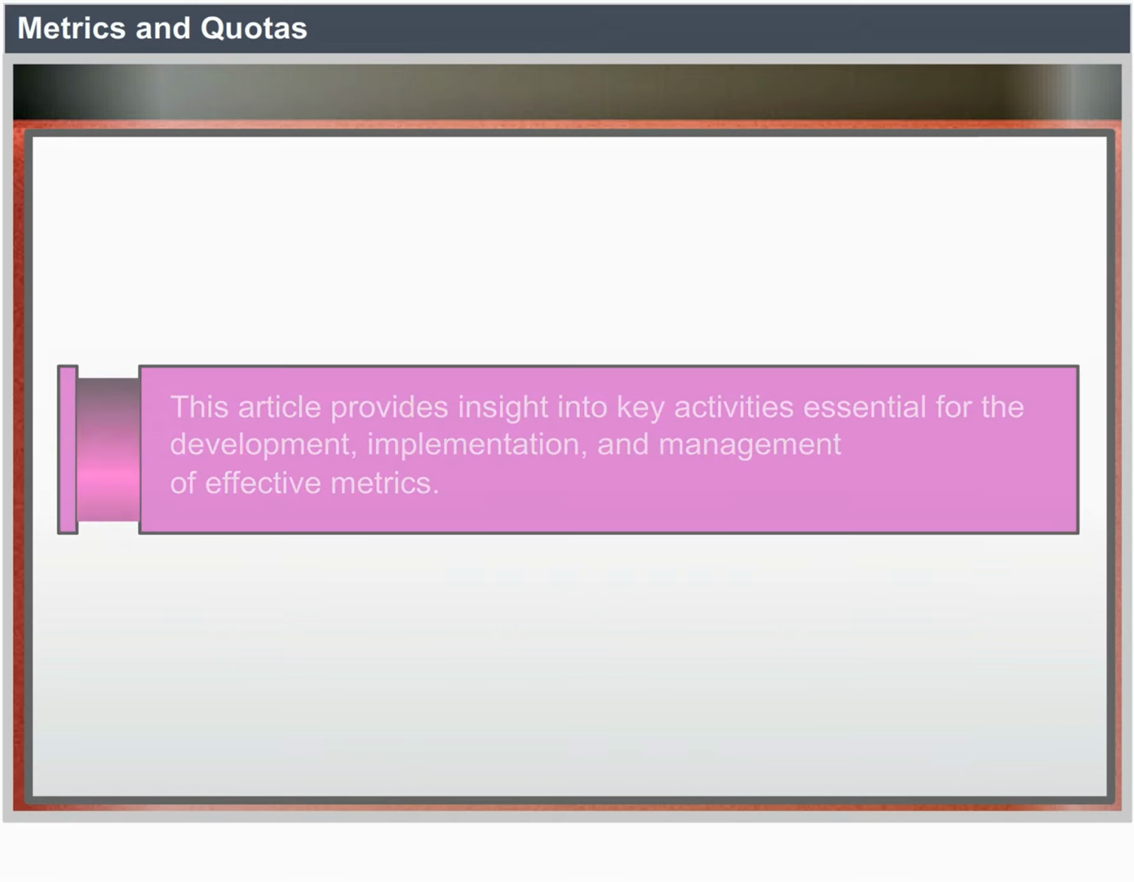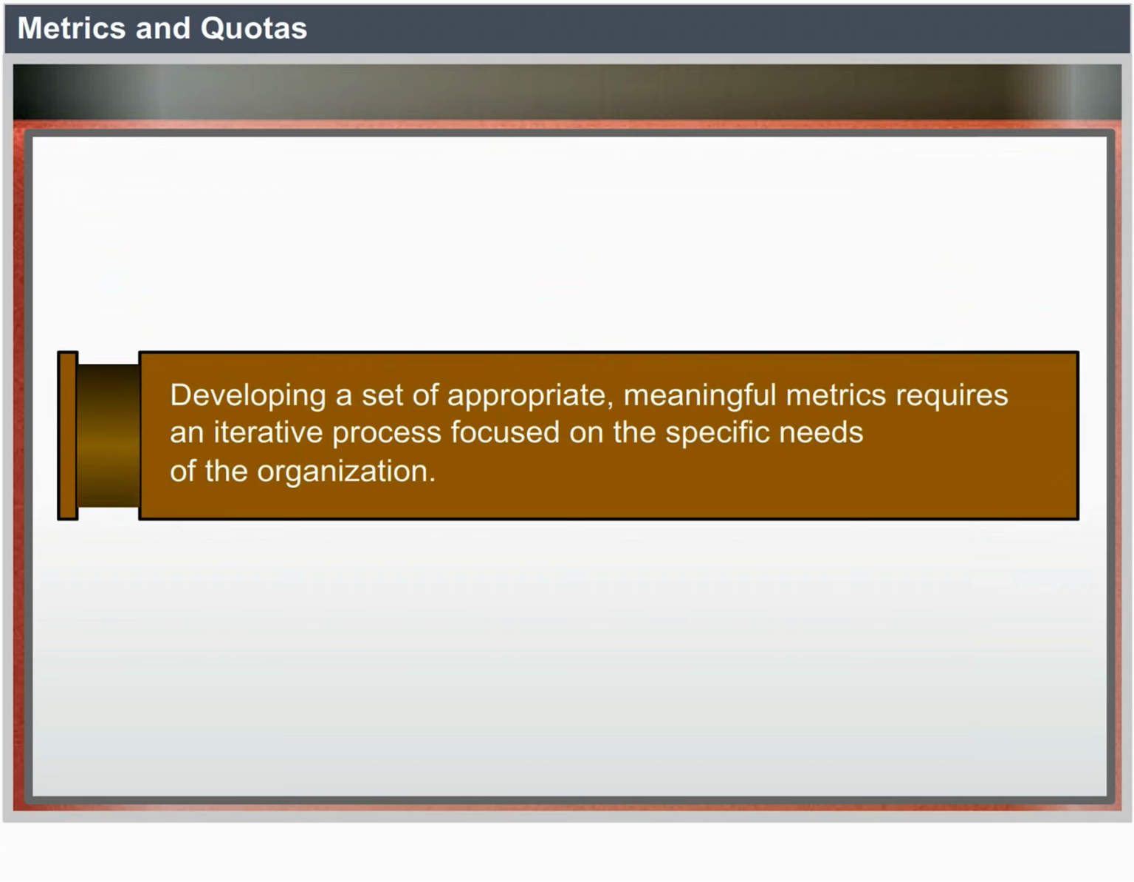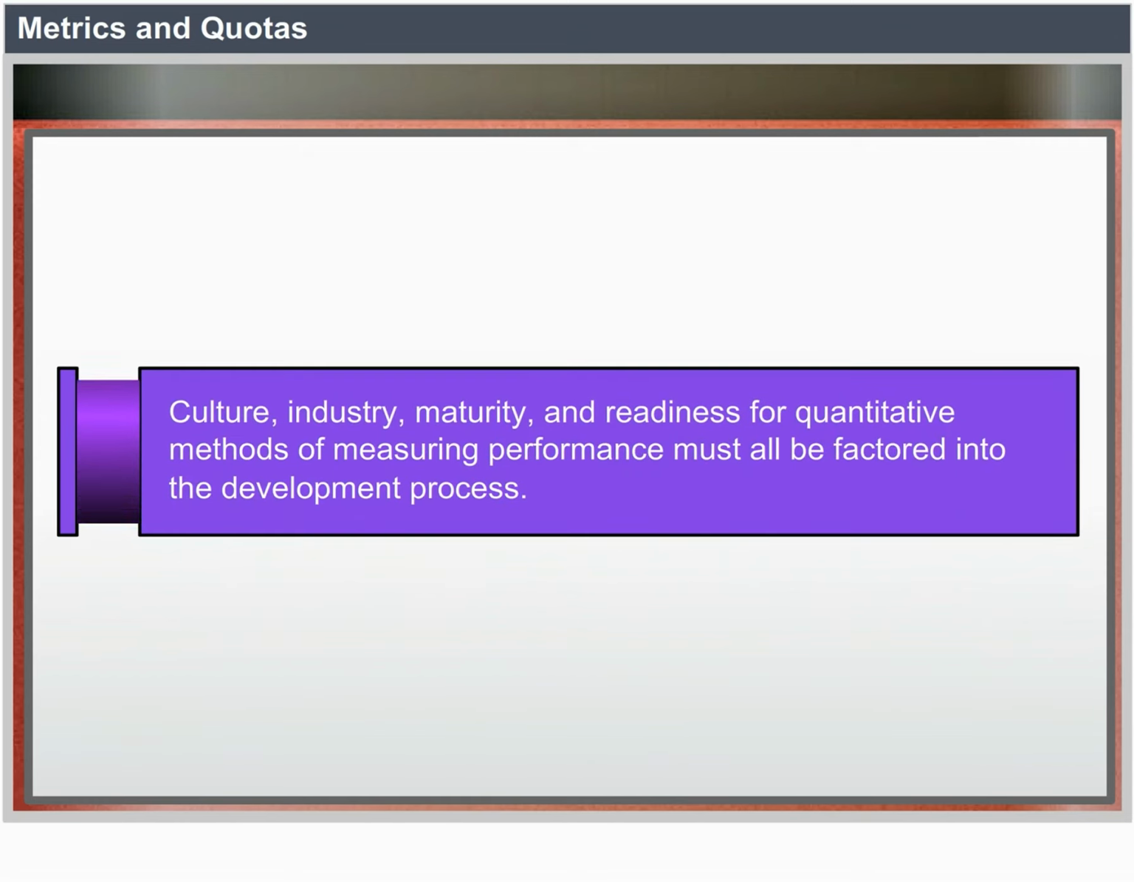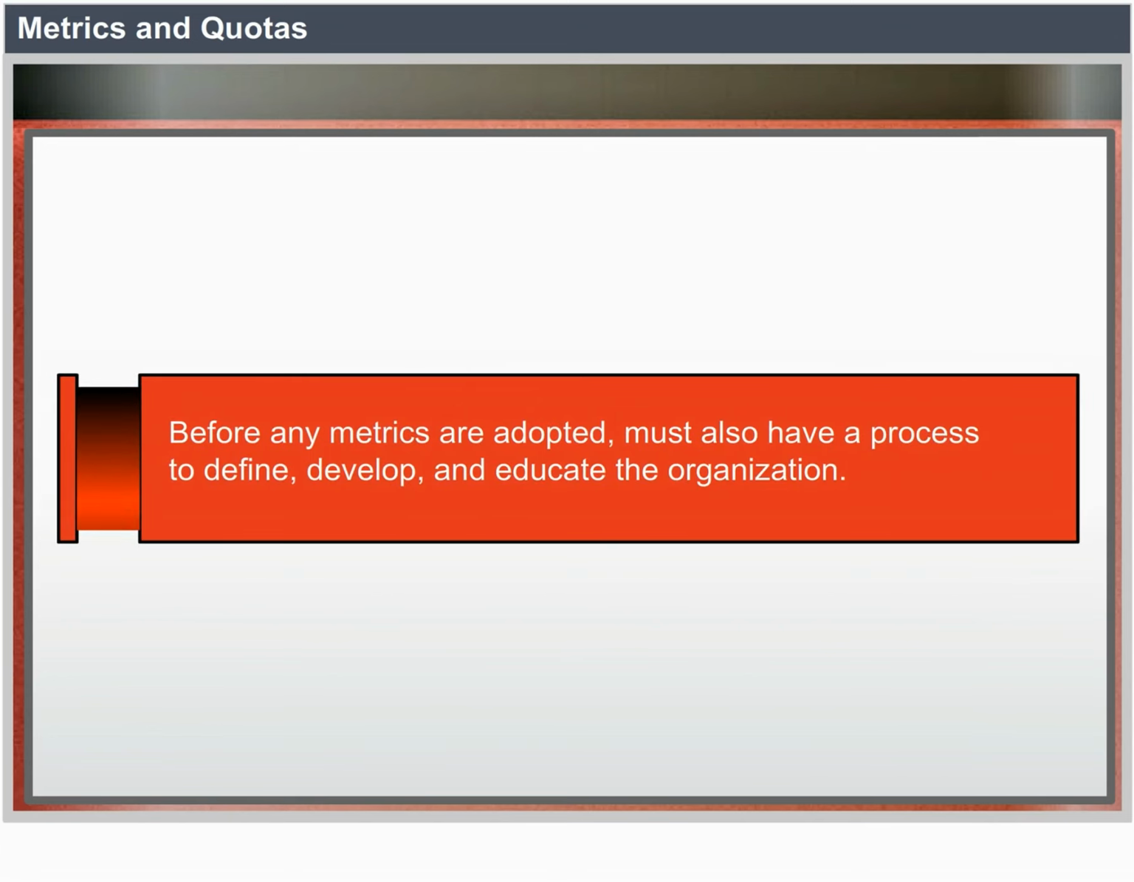Developing a set of appropriate, meaningful metrics requires an iterative process focused on the specific needs of the organization. It is very unlikely that any predefined metrics provided by an article or software package will be the right set for our organization, program, project, or process. Culture, industry, maturity, and readiness for quantitative methods of measuring performance must all be factored into the development process. Before any metrics are adopted, we must also have a process to define, develop, and educate the organization.